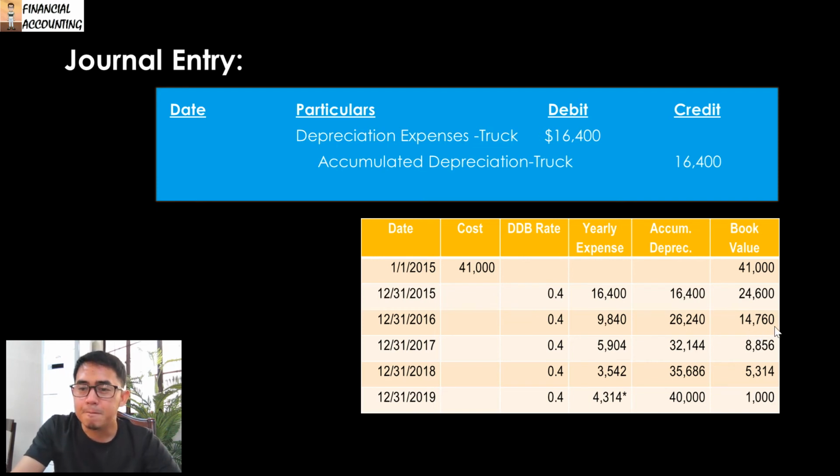So on the third year, 14,760 is the book value. You multiply that again by 40%. So the resulting figure is 5,904. So you add that to the accumulated depreciation, it becomes 32,144. So the book value is 41,000 minus 32,144 equals 8,856. Okay, on the fourth year, use this value. The remaining book value is 8,856.